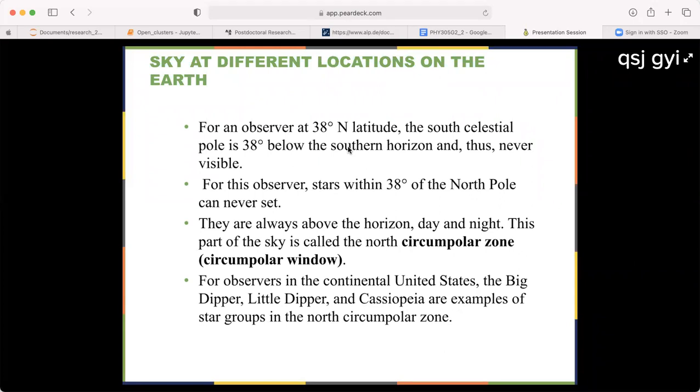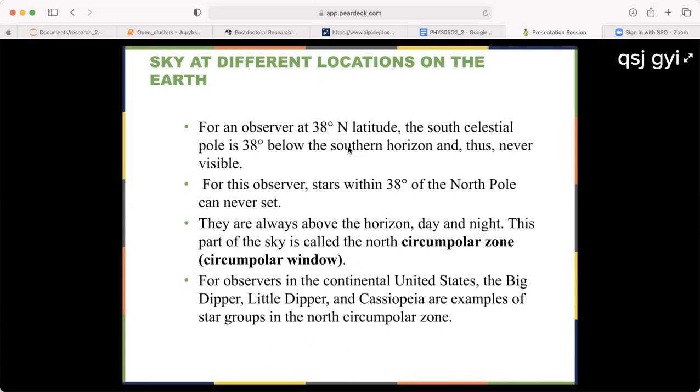And around the North Celestial Pole, these stars, instead of rising and setting, just go around the North Pole, right? Basically, these stars never rise or set. They just go around this North Pole. And this particular zone where all the stars go around without rising or setting is called the circumpolar zone or circumpolar window.